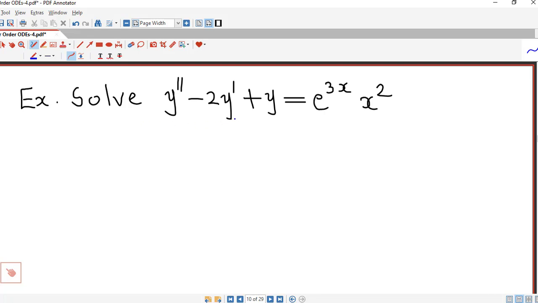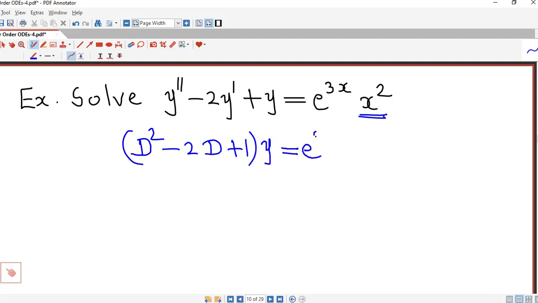Here, solve this differential equation: y double dash minus 2y dash plus y equal to e raised to 3x into x square. Now we have a polynomial function with an exponential function, and we can rewrite this as d square minus 2d plus 1 y equal to e raised to 3x times x square. First we solve the corresponding homogeneous differential equation.